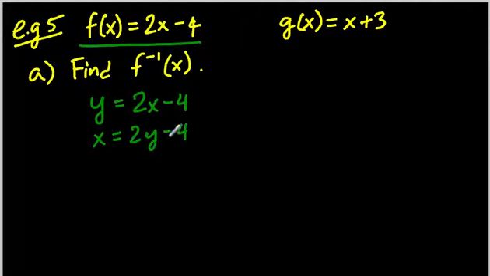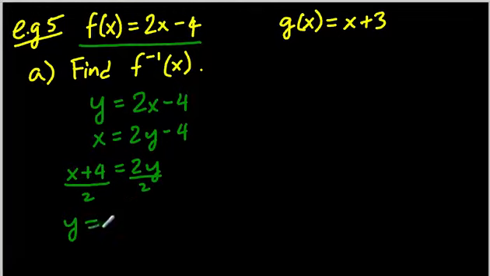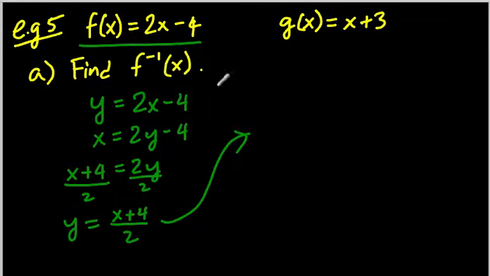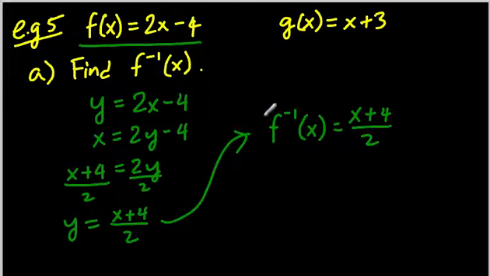Next, we have to solve for y. So first we have to get rid of the negative 4, so we add 4 on both sides. So it's x plus 4 is equal to 2y. And then you divide by 2 on both sides to isolate the y. So y equals x plus 4 divided by 2. Remember, that's not our final step. Our final step is to rewrite the y in terms of the f inverse. So now our final step is the inverse function is equal to x plus 4 divided by 2.